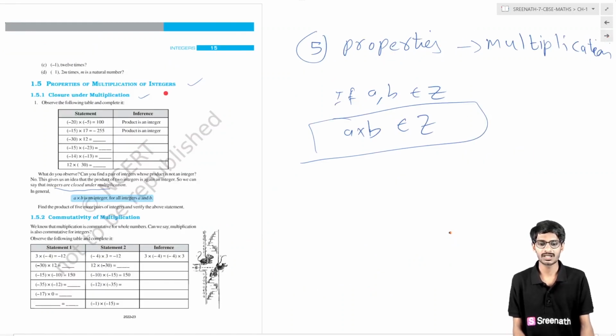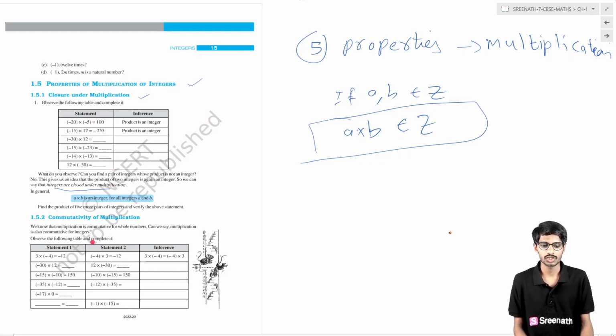Then, properties of multiplication of integers. What are the properties when we multiply integers? Basically, we start with the closure property. If you take two integers and multiply them, you will surely get an integer. So a × b is also an integer. That's why the closure property is satisfied under multiplication.